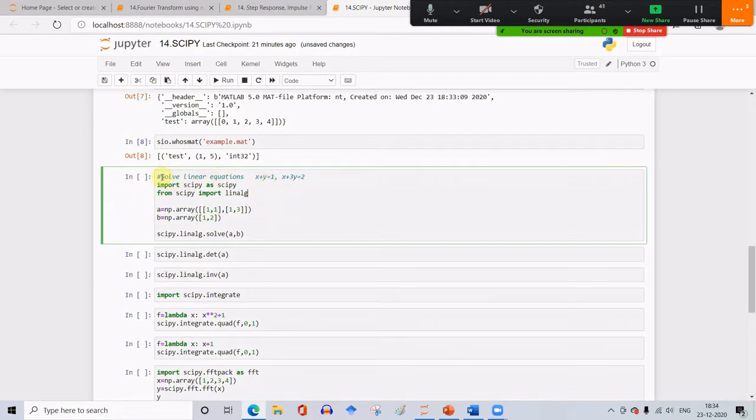So first let me use it for solving the set of linear equations. I am taking two equations, x plus y is equal to 1 and x plus 3y is equal to 2. Solve for x and y. For that I am importing scipy and subpackage from scipy I am importing linalg. This is linear algebra package where we have already used it in one of our previous problems to find the inverse of a matrix while demonstrating the matrix operations in SymPy module. So this linalg is the linear algebra subpackage of scipy.